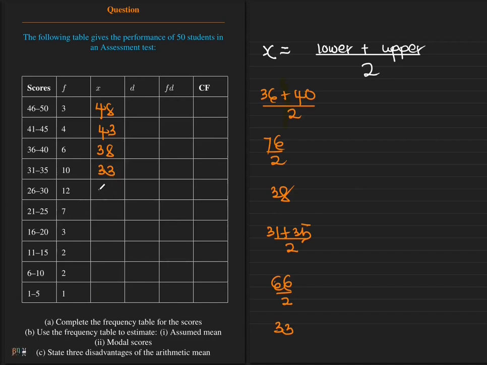So this one here is going to be a 28. Then the next one is going to be a 23. This here is going to be an 18. And then the next one is going to be a 13. This is going to be an 8. Then the next is also going to be a 3. You can confirm by simply adding, that is using the formula, and then dividing by 2. So that is all for the x values.